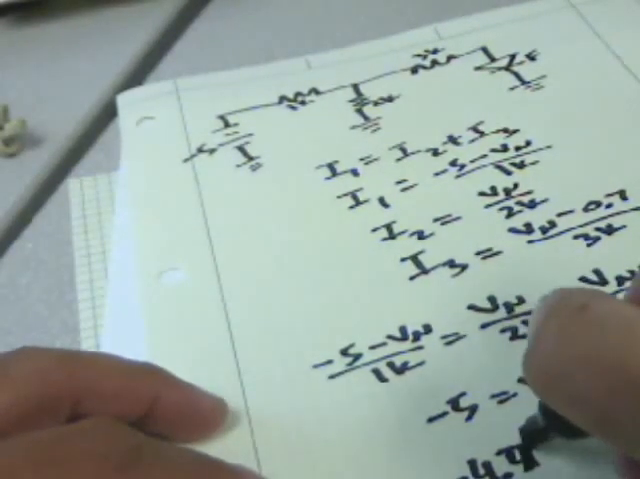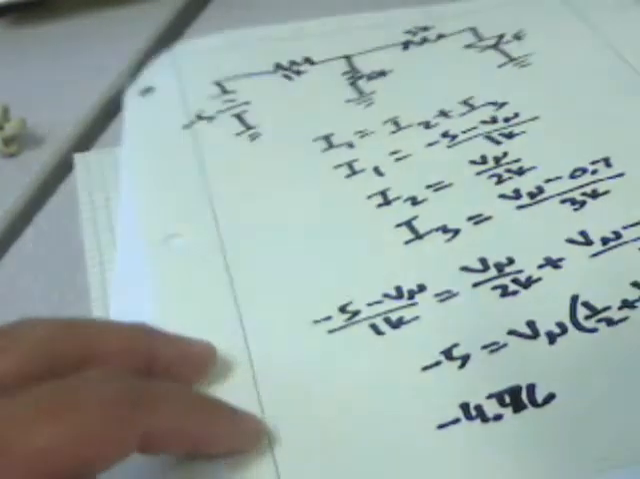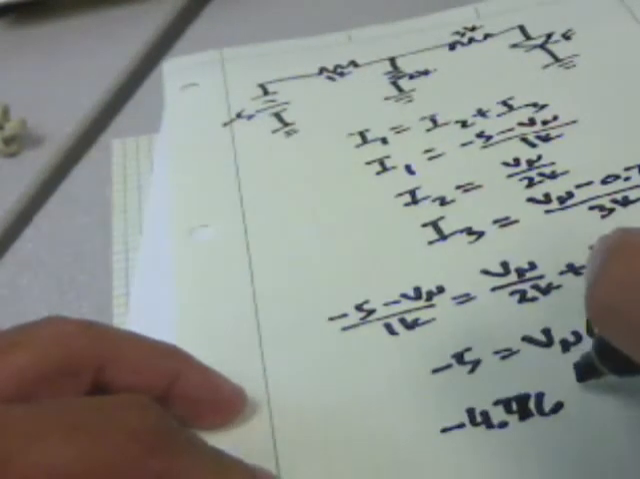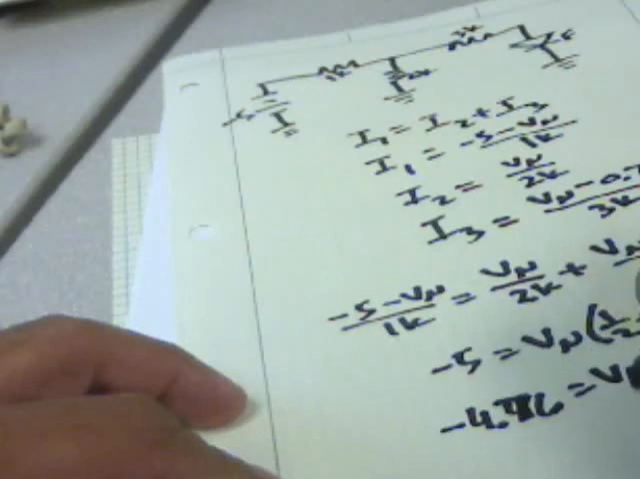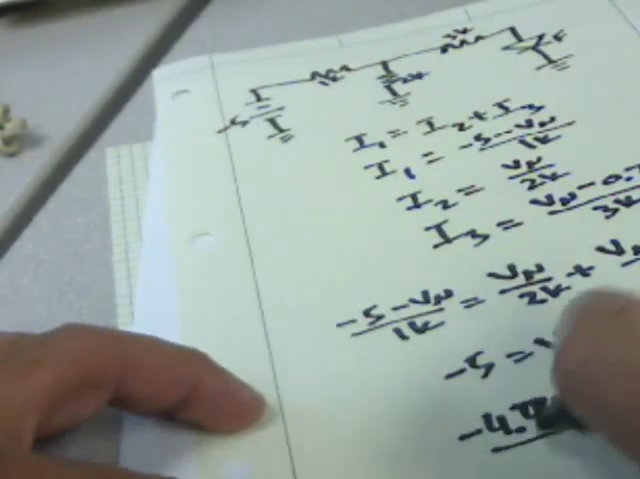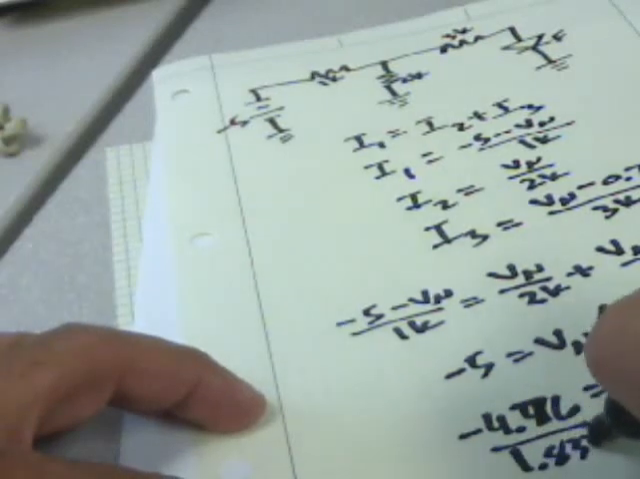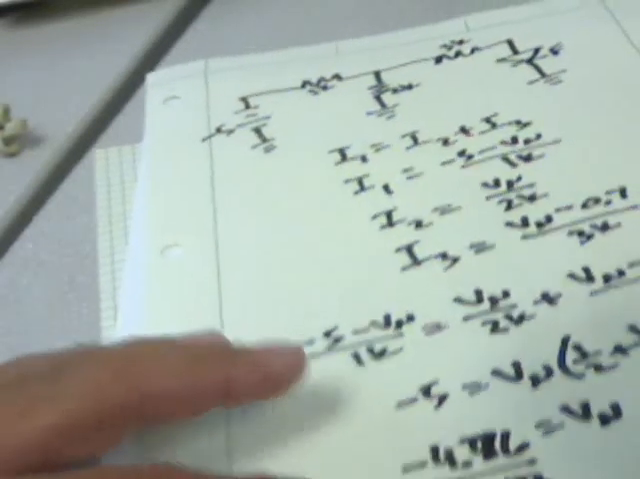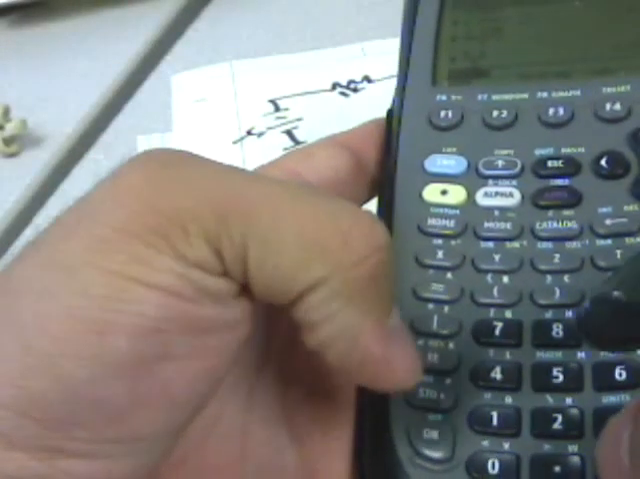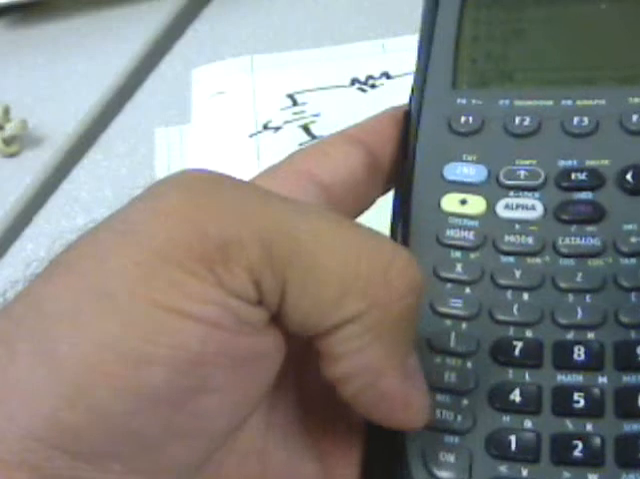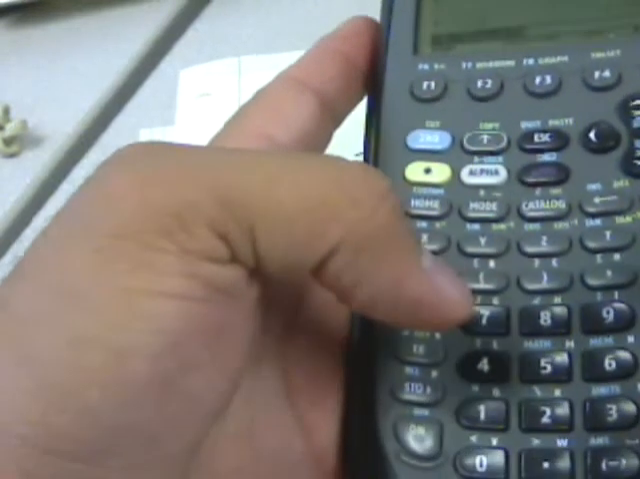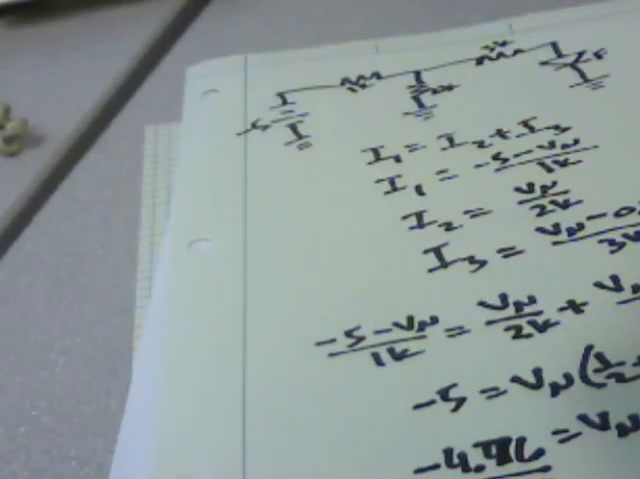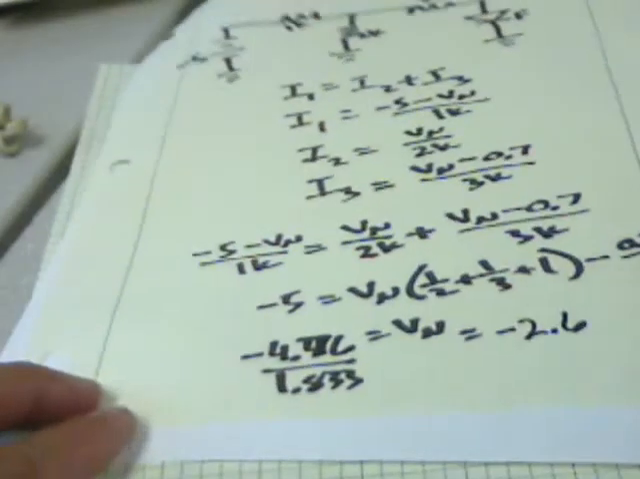I said 76, but I drew a 4. Negative 4.76 is equal to Vn times 1.833, so we can just divide that by 1.833. With a little calculator work, negative 4.76 divided by 1.833 is negative 2.6. So Vn is negative 2.6.